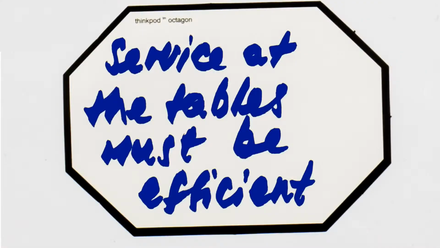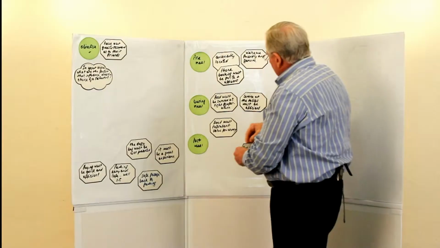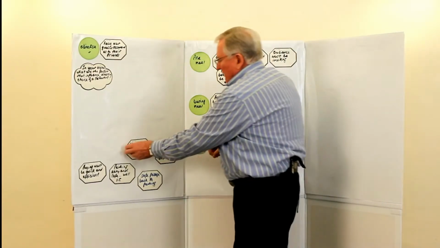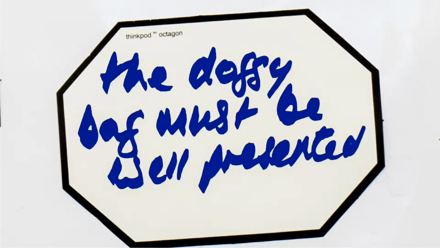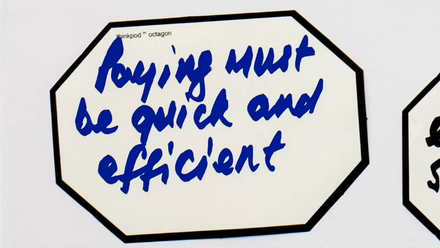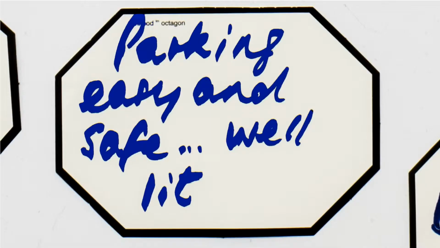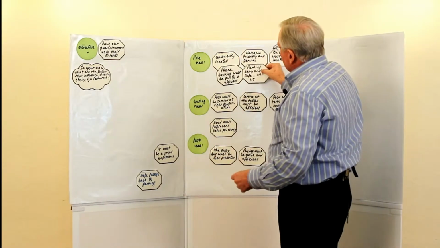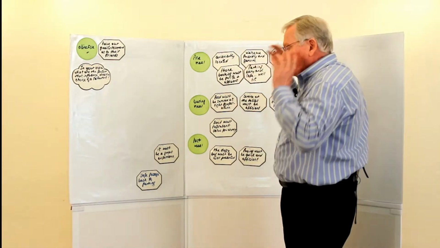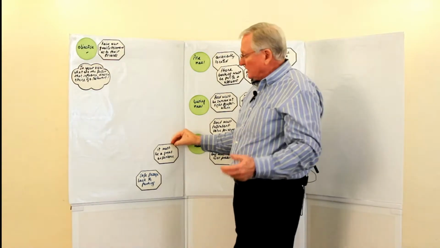Service at the tables must be efficient. That's during the meal. Food must taste and look good. That's during the meal. The doggy bag must be well presented. That's kind of post-meal. And the paying must be quick and efficient. That's post-meal. The parking safe and well lit. That's pre-meal. That's before we get there. I would make a decision. I don't want to go to that restaurant because the parking's not good. Or yes, it is good.